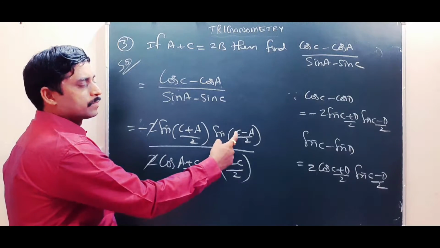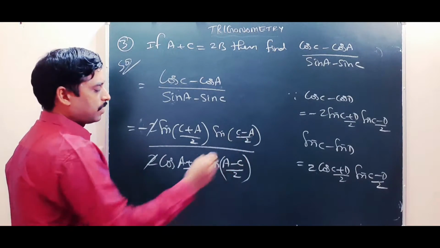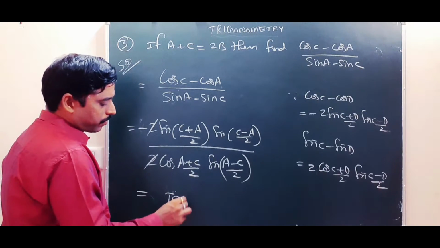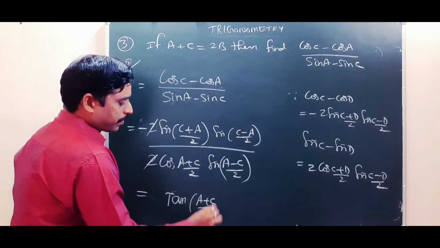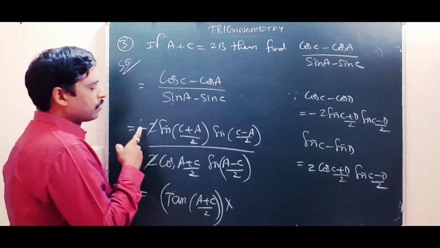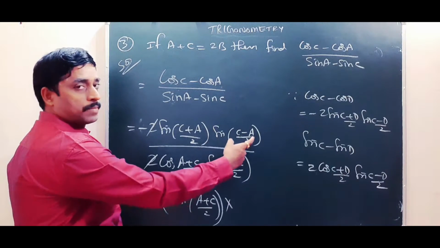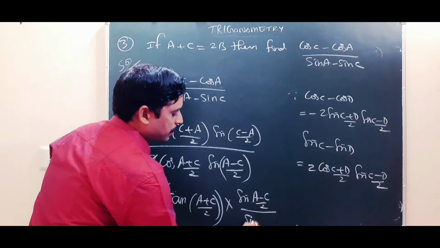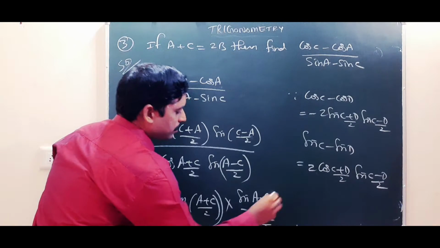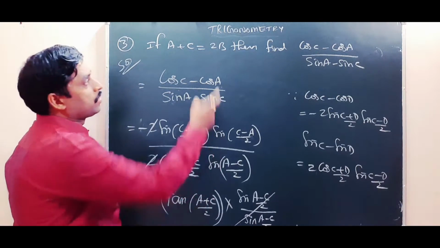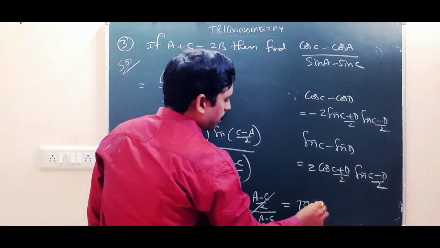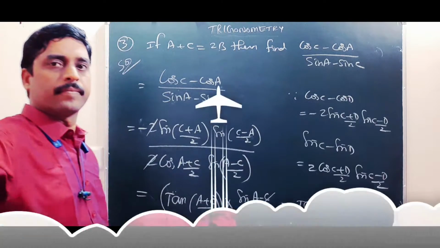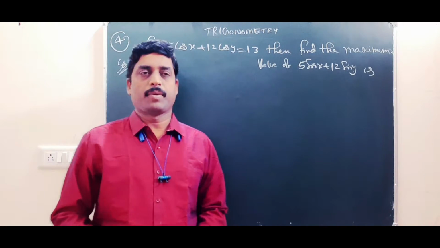So minus of sin(c minus a)/2, it will be sin of... tan (a plus c)/2 into... so minus of sin(c minus a)/2 can be written as sin(a minus c)/2 by sin(a minus c)/2. So sin(a minus c)/2 gets cancelled, where a plus c value is given as 2b. So this will be tan(2b/2). So what is the answer? Tan b. Let us go to the next problem.